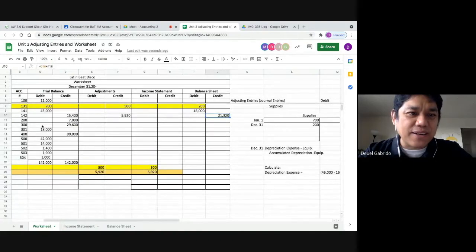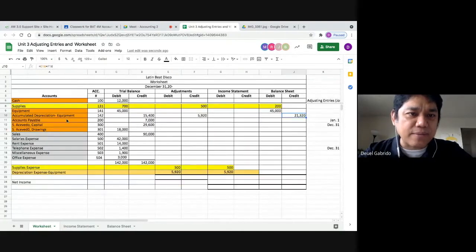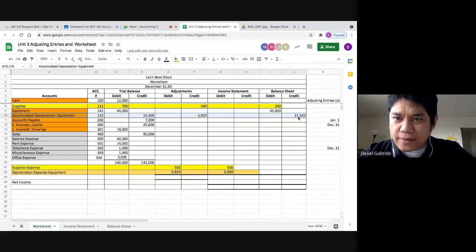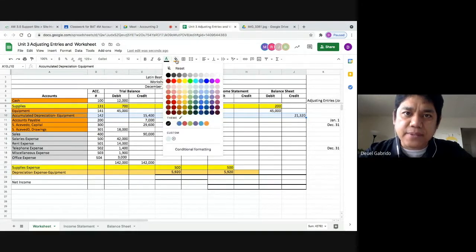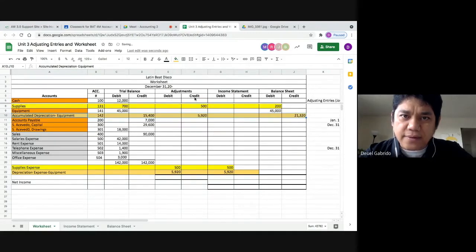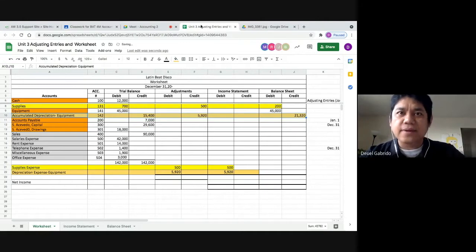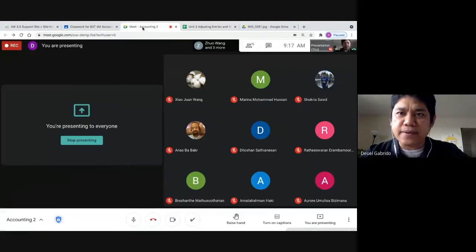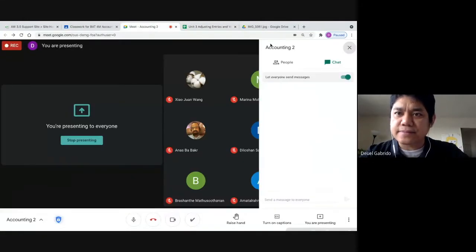Let's put that color. What color are we putting? Accumulated, the partner is okay. Let's put light yellow, right? I think this one. Is this the color, or this one? Okay, light yellow.